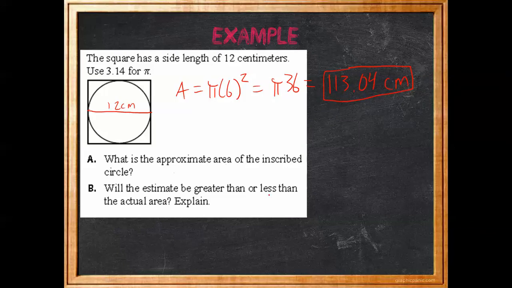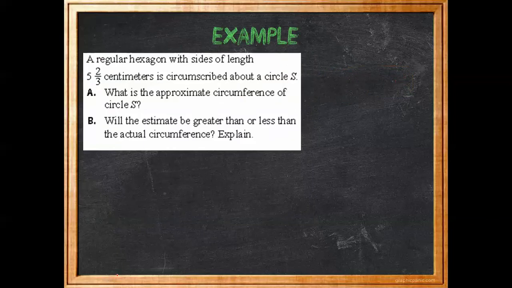It says here, will the estimate be greater than or less than the actual area? What it's asking is if you were going to just estimate the area of this circle based upon the square, to find the area of the square, you would just take 12 times 12. Well, obviously the square here takes up more space than the circle, so the estimate is going to be bigger than the actual. Because if we just estimated and said it's around 144, because that's what 12 times 12 is, then we know that it would be a little high because the circle is actually less area.